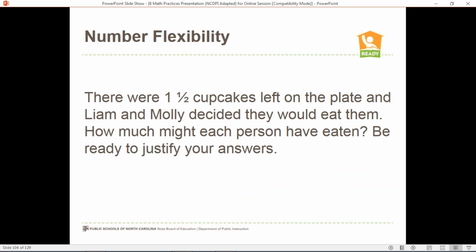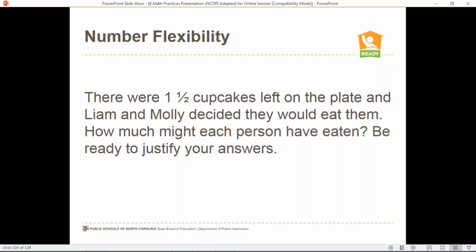Then we also look at building flexibility, right? So if I have something that looks like this, right, there were 1.5 cupcakes left on the plate, and Liam and Molly decided they would eat them. How much might each person have eaten? And thinking about that as, again, a slightly more advanced version of the first task we looked at, with 10 kids being invited to the party, and some boys and some girls. But now we've got 1.5 cupcakes left.